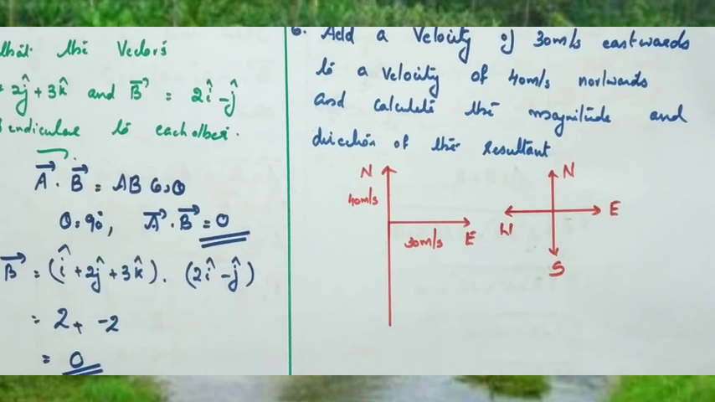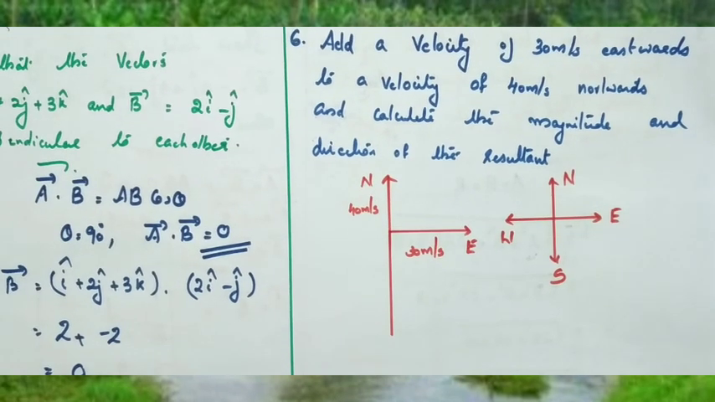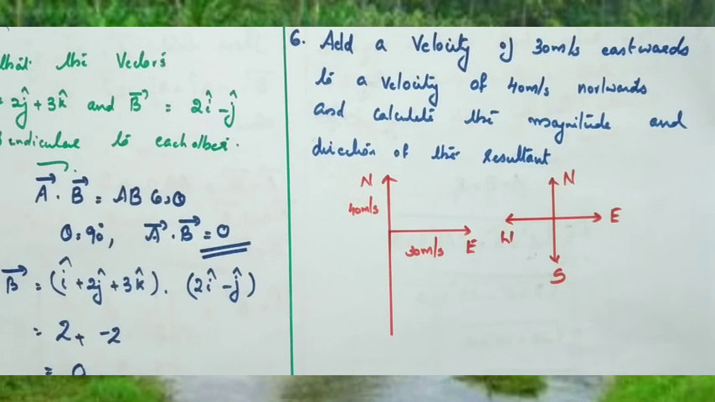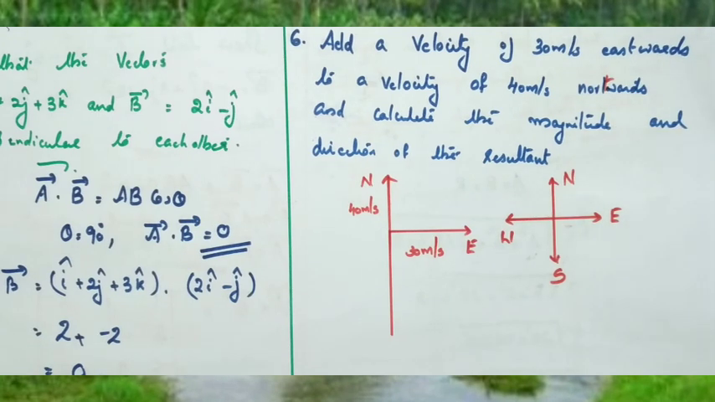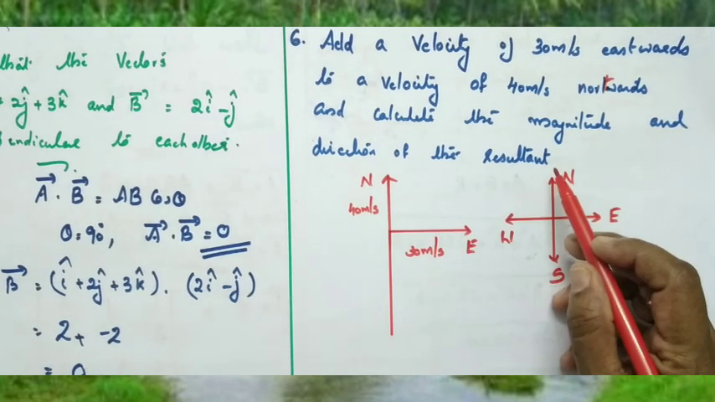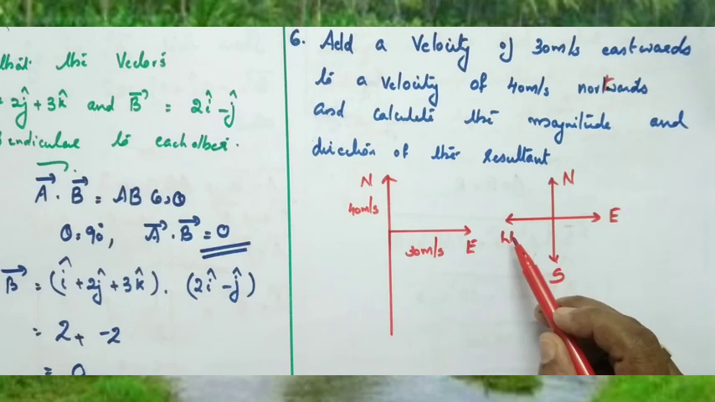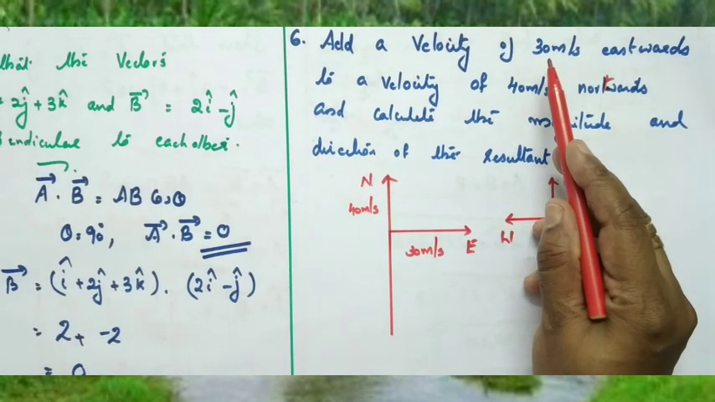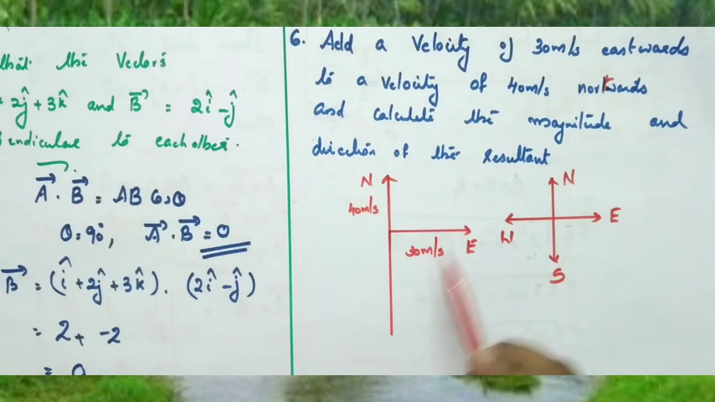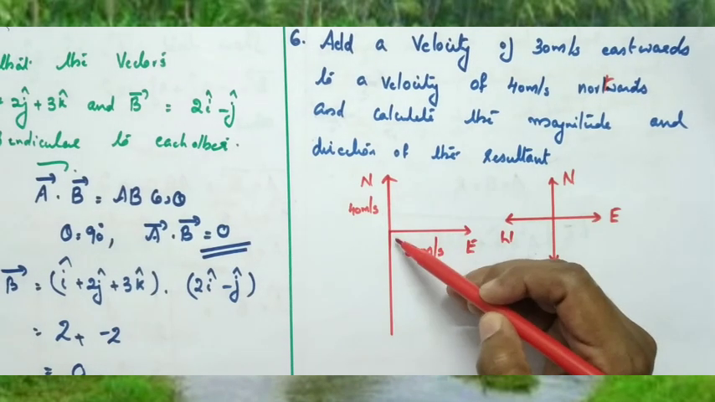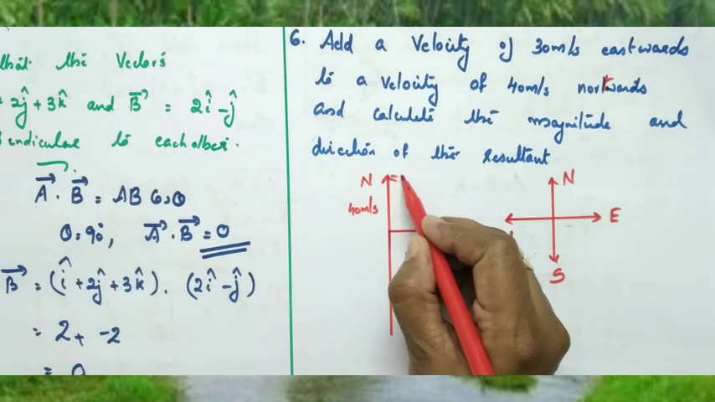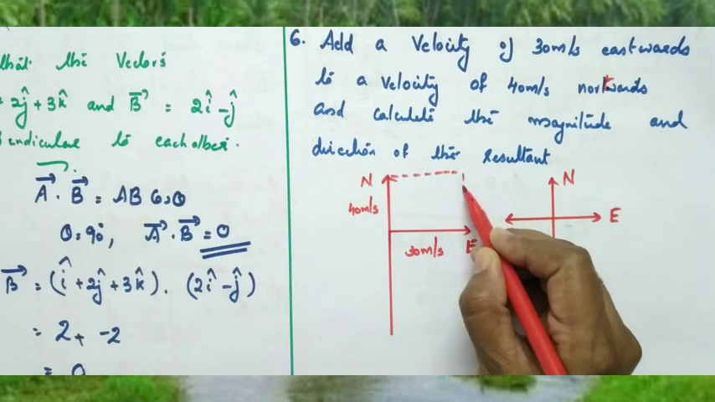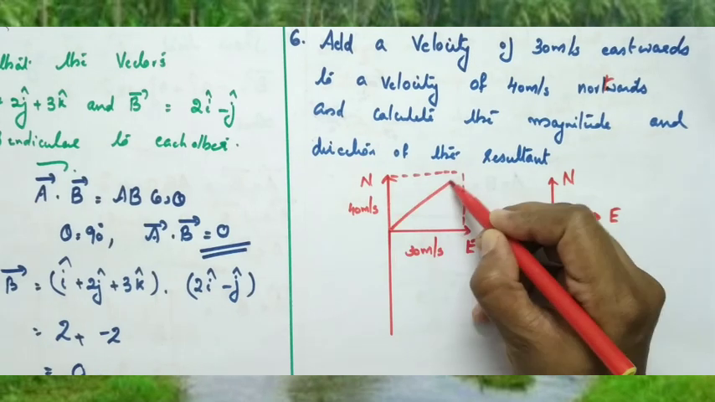Add a velocity of 30 meter per second eastwards to a velocity of 40 meter per second northwards and calculate the magnitude and direction of the resultant. Okay, so here, this is the conventional direction: north, south, east, west. Here a velocity is acting 30 meter per second towards east, and northwards 40 meter per second. We have to find the resultant, isn't it? So we can complete the parallelogram, and this is the resultant.